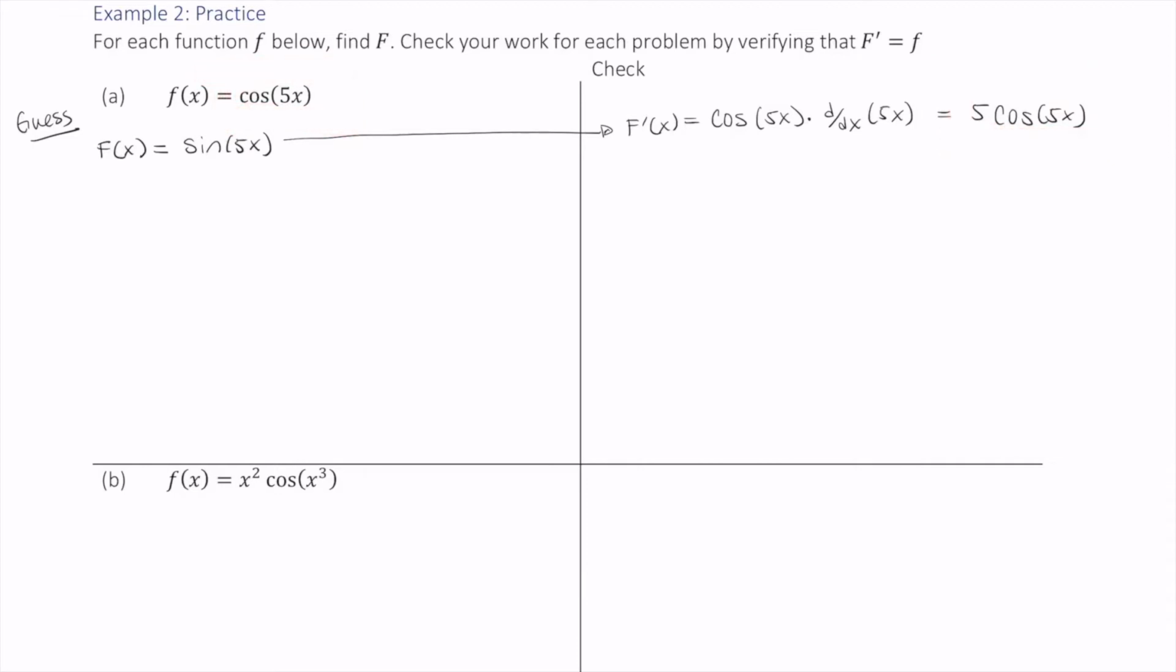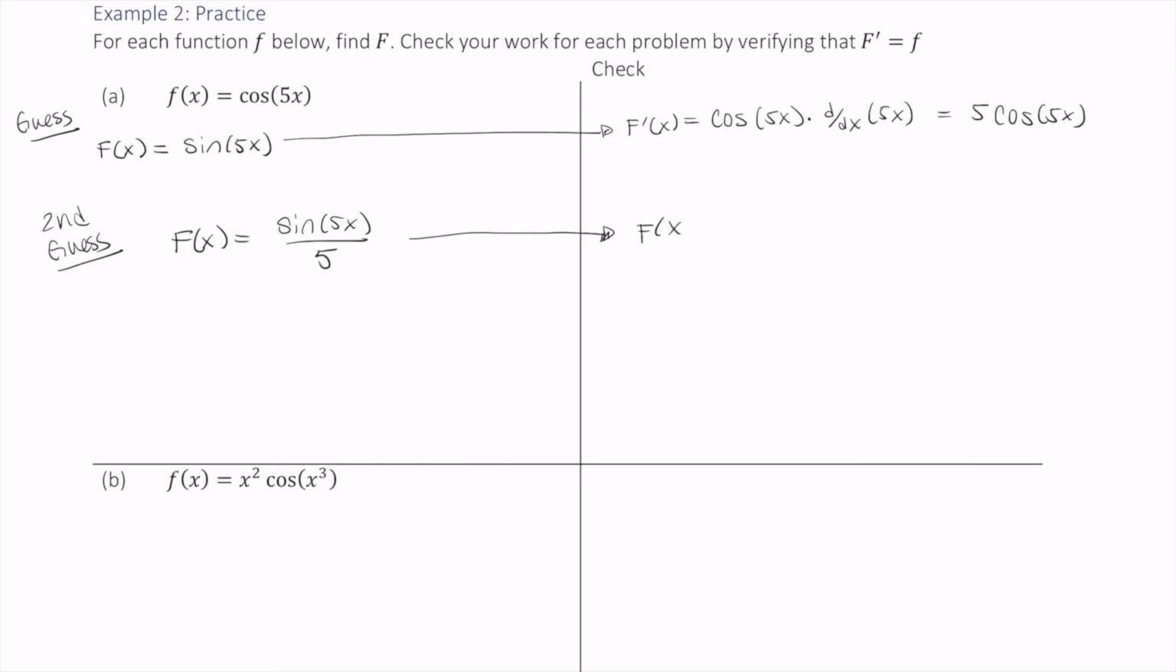So that tells me that my second guess needs to include the reciprocal of 5, which is 1 over 5. So that's big F of x equals 1 over 5 times sine of 5x. And actually, let me write this in a neater manner. Let's write this as sine of 5x divided by 5. So now I can check my work again.